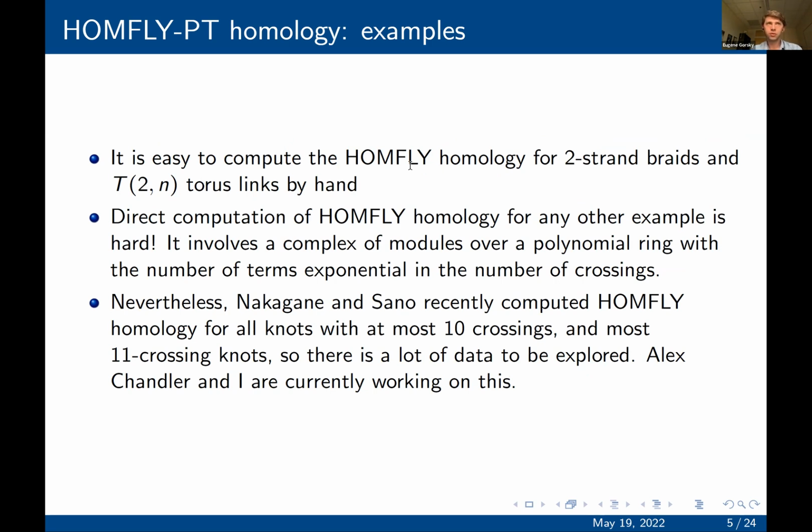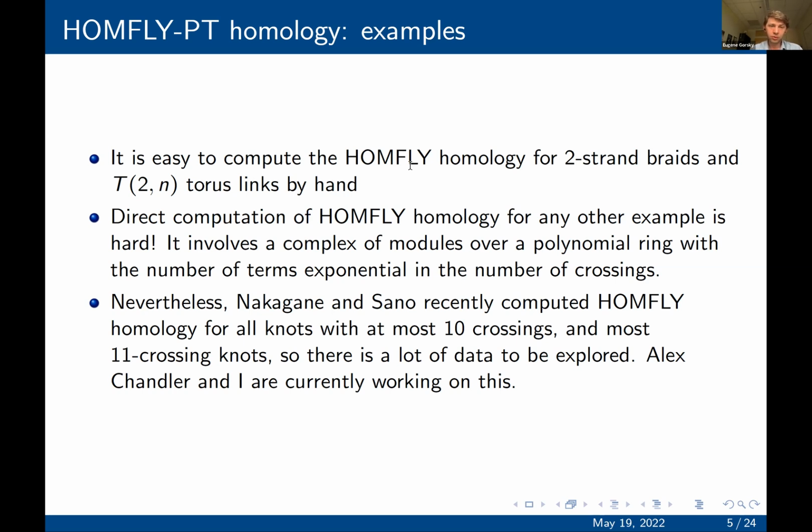So as soon as you go from 2 strands to 3 strands, you get a very hard computational problem. It's a complex of modules over a polynomial ring. The number of variables in the polynomial ring is the number of strands in the braid. And the number of terms in the complex is exponential in the number of crossings, because each crossing gives you a two-term complex, as in Khovanov homology.